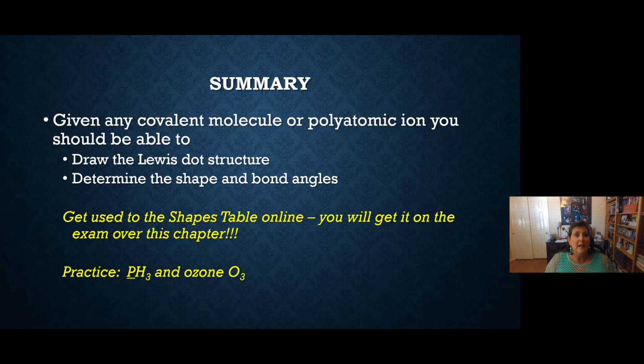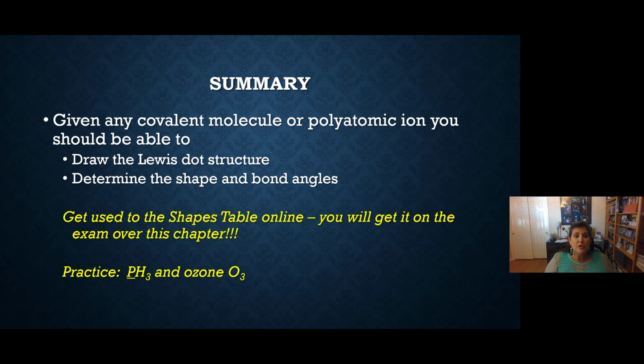Summary. Given any covalent molecule, non-metal molecule, or a polyatomic ion, a group of atoms with a charge, you should be able to: 1. Draw the Lewis dot structure. 2. Determine the shape and the bond angle using your shapes table. So you should have this shapes table printed out, just like you have the periodic table printed out to use on quizzes, homeworks, and exams, final.